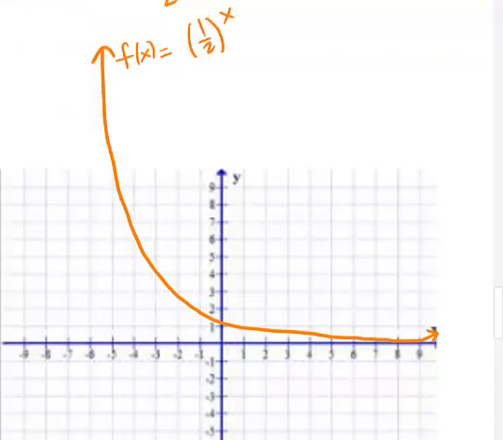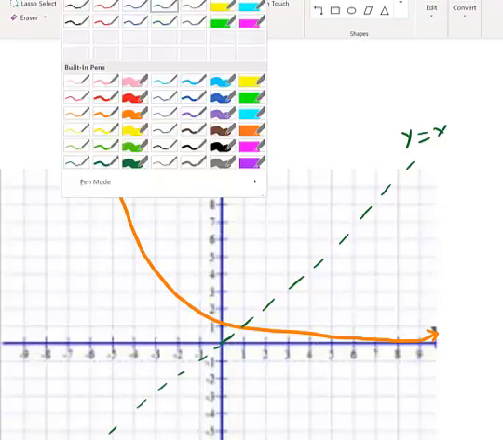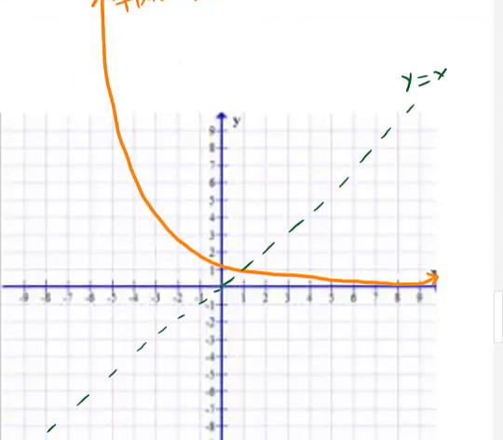Let's see, yeah, there we go. Y equals x looks like this. Y equals x. There he is. Now I want to reflect the orange graph across that line. But this is going to be kind of hard, so I gotta think about it.